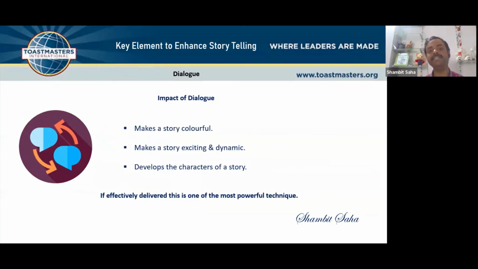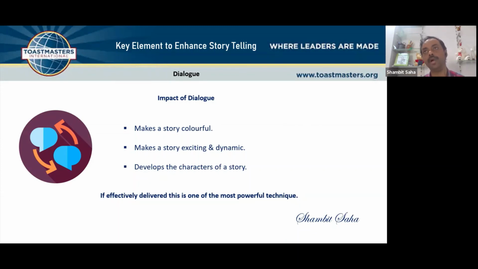Now, what happens when you give dialogues in your story? It makes the story enriched. There is color in the story. There is beauty in the story. It makes it exciting, and it helps the story to move forward. You can make it move fast forward, you can slow it down, you can make it sound exciting, you can make it sound sad. So this is the dialogue, and if properly used, it's one of the most powerful techniques.